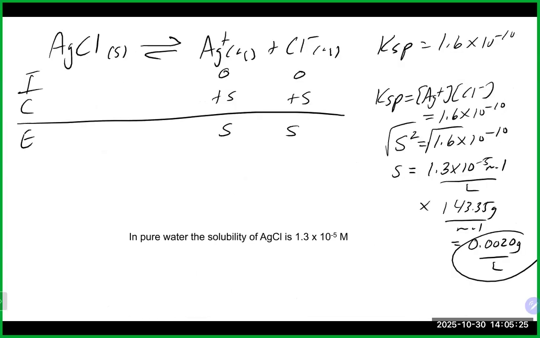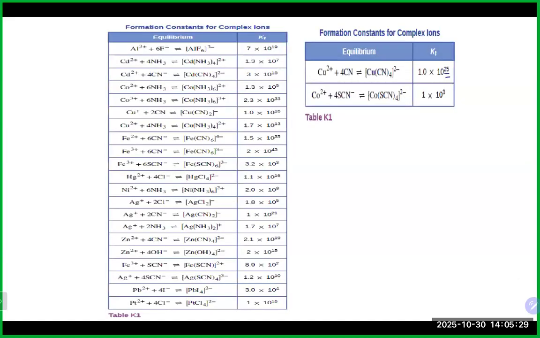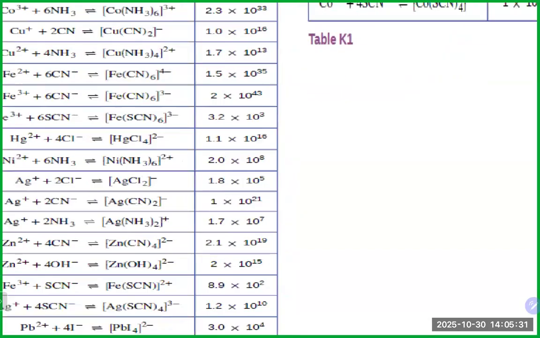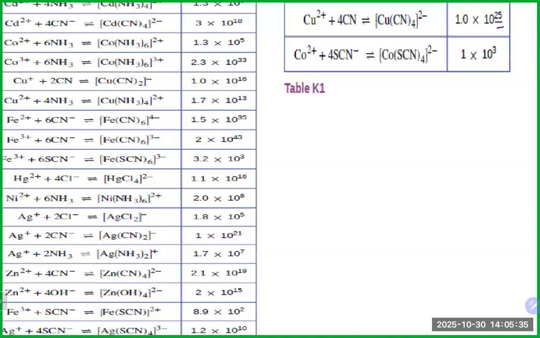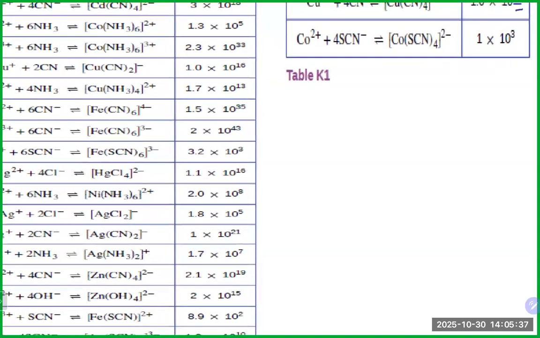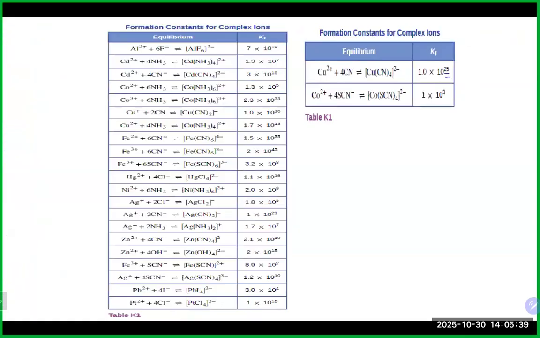All right. Happy news is there are some KF values from your book that you might have to look up. And as we've been talking about, you can see they're fairly large. And again, this should always favor complex ion formation in most cases, if that is possible. That does wrap up chapter 15.